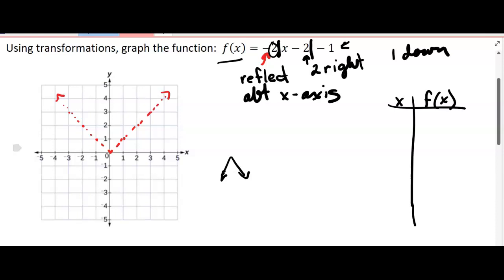Okay, so my origin here, my 0, 0 point, the bottom of that V, is now going to be the top of the V, but it's going to be 2 over to the right and 1 down, so it's going to be right there. And then instead of having a point right here, I'm going to multiply that output of 1 by 2, so it's actually going to be here. And then there'll be another one over here, and then this one will be 2 more, that one. So it's going to look like that.